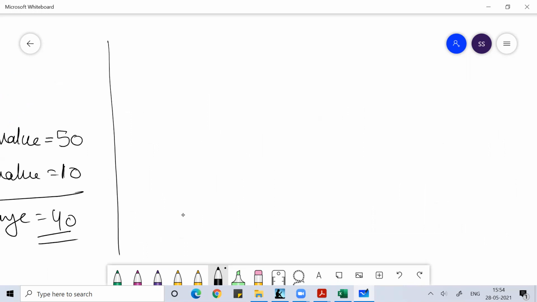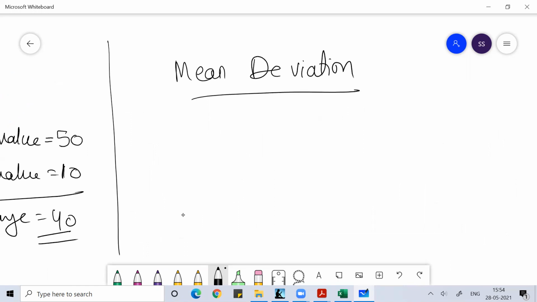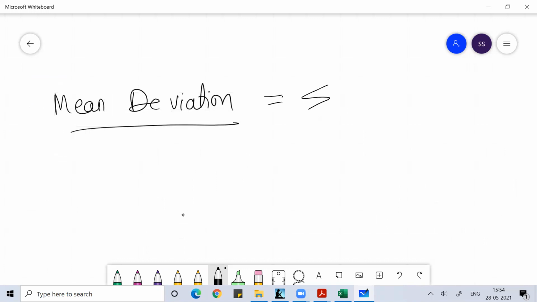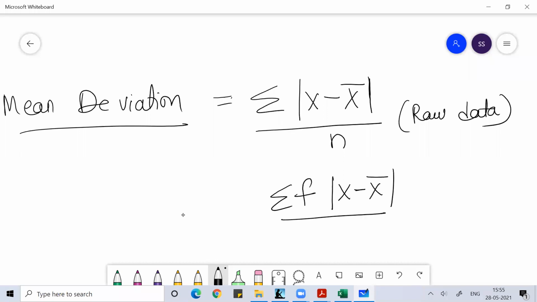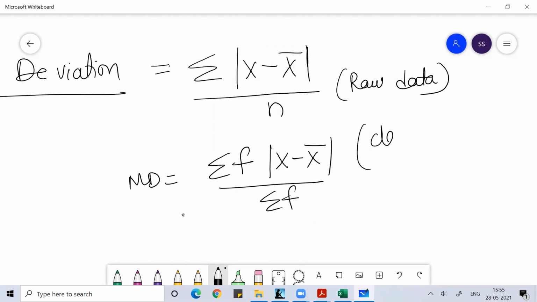Then we talk about mean deviation. The concept of mean deviation is summation of modulus of x minus x bar, divided by n. This is the mean deviation formula. If you have raw data, you use this formula for the mean deviation. And if you have class interval with frequency, then we use this formula: sum of f modulus of x minus x bar, divided by sum of f.